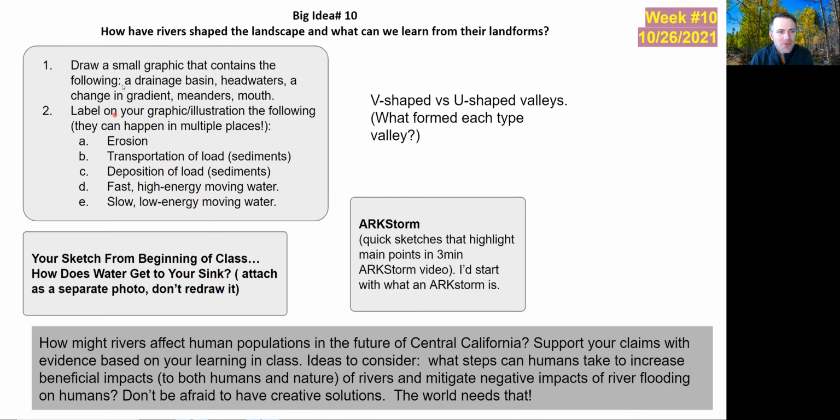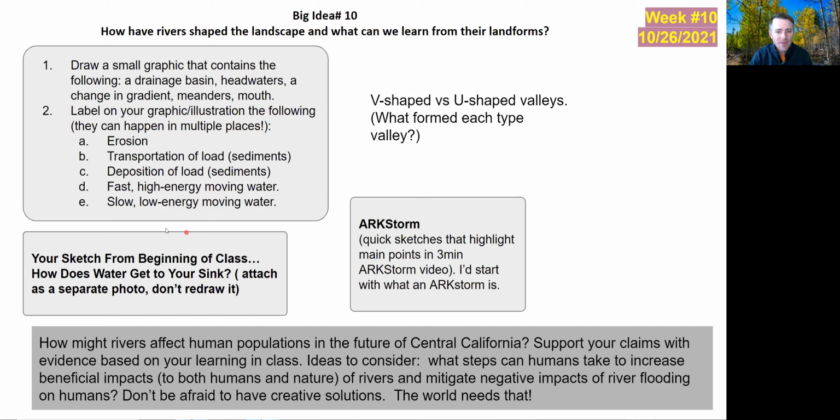And that's what we're going to be looking for. So for the first one, we're just drawing a drainage basin, or a small graphic that contains the following. And you'll see a graphic like that coming up a little bit later on. Then what I'd like you to do is label on your graphic or your illustration where you can find the following things happening in rivers, like erosion and transportation, deposition, all that good stuff.